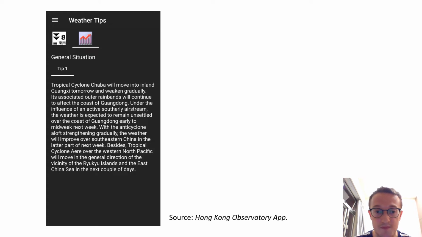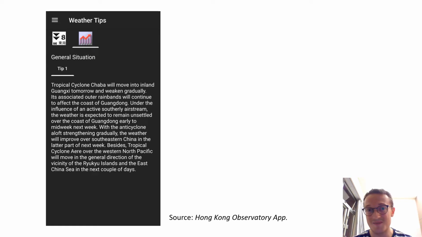General situation, tip 1. Tropical cyclone Chaba will move into inland Guangxi tomorrow and weaken gradually. Its associated outer rain bands will continue to affect the coast of Guangdong. Under the influence of an active southerly airstream, the weather is expected to remain unsettled over the coast of Guangdong early to midweek next week. With the anticyclone aloft strengthening gradually, the weather will improve over southeastern China in the latter part of next week. Besides, Tropical Cyclone Airey over the western North Pacific will move in the general direction of the vicinity of the Ryukyu Islands and the East China Sea in the next couple of days.